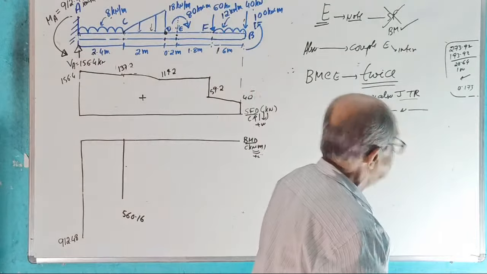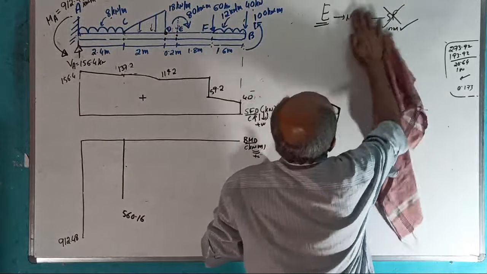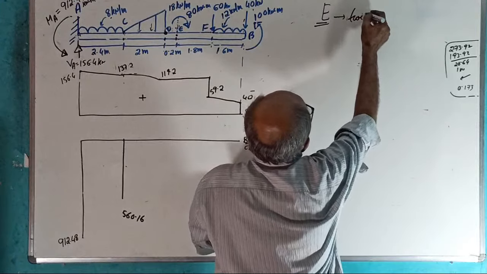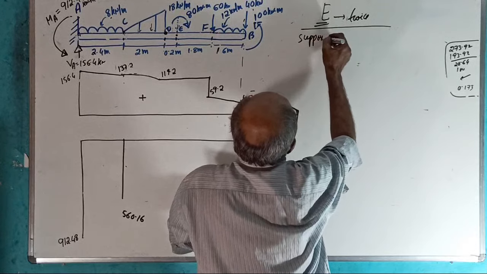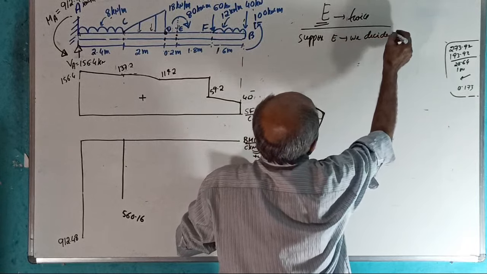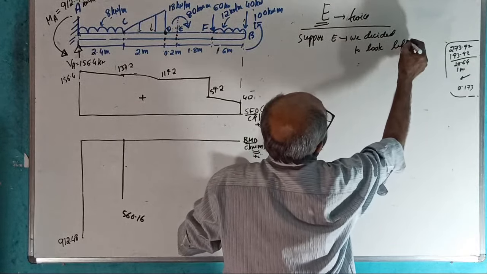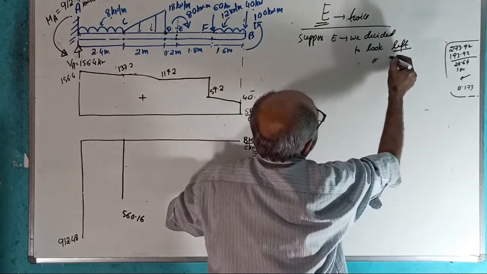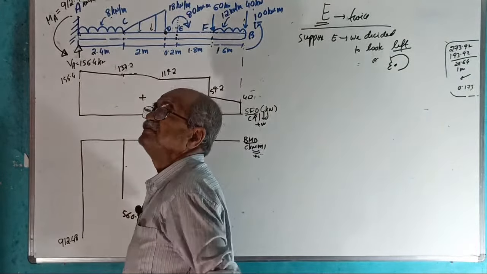Now make a note. After all the statement, make a note. What is the note? Twice calculation. Suppose, imagine, suppose at E we decided to look left side. This left has nothing to do with that, or we will look this way. We will find BM like this.